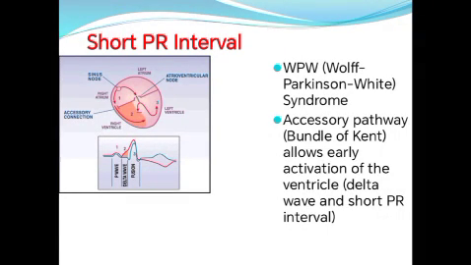Okay, as we said before, the causes of short PR interval include Wolff-Parkinson-White syndrome. It is an accessory pathway called the bundle of Kent that allows early activation of the ventricle. This produces what is called a delta wave and a short PR interval, as we see here.